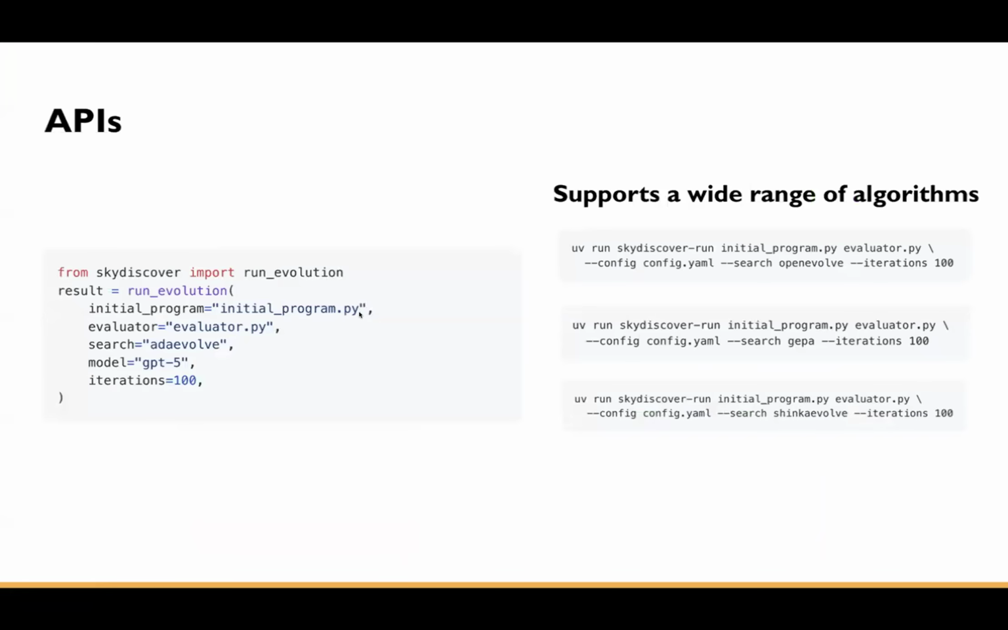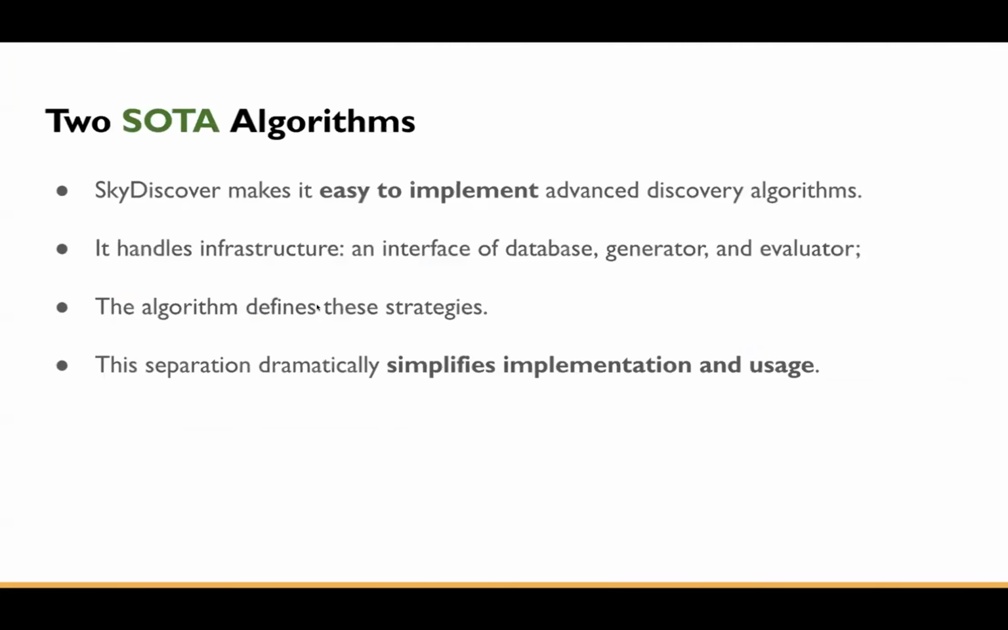And running this API is also pretty simple. You can provide an evaluator over your problems, and maybe an initial program showing, okay, here's a simple example of how you can run this program. And then you can run it with a wide range of supported algorithms, for example GEPA, OpenEvolve, ShinkaEvolve, and also two to three adaptive algorithms that we'll talk about next.